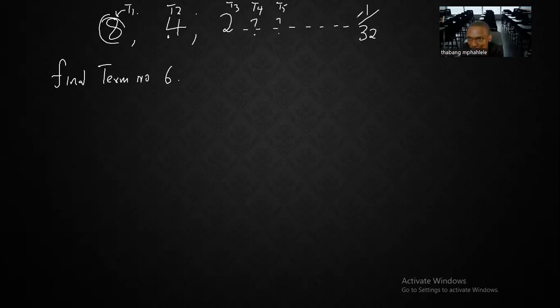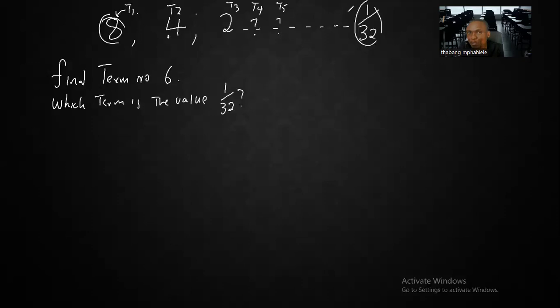The sequence is continuing. Now the question is, which term is the value 1 over 32? We want to know this number 1 over 32 is on which term, on which position. You can see clearly that 4 is on position 2, on term 2. But we want to know this time around which term is the value 1 over 32. 1 over 32 is found on which position.